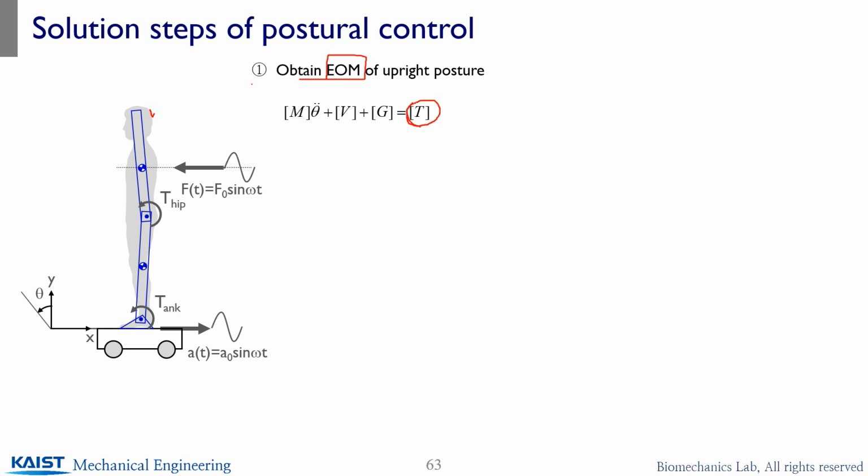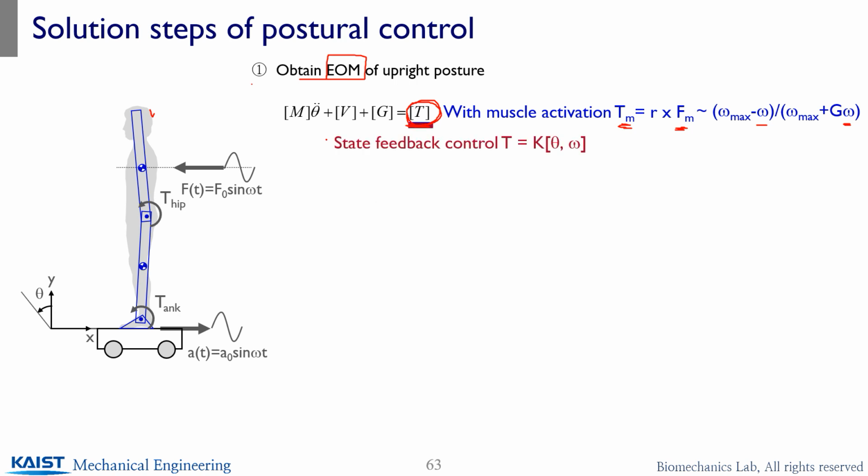Since we are examining the controlled behavior, you should specify the T, the joint torque actuation. Remember that in the previous chapter, we assumed this is muscle activated control. The joint torque is a function of muscle force. So using the Hill model, it was a function of joint angular velocity in a reciprocal manner. In this chapter, instead of using the Hill model, I'm going to use the state feedback model. So joint torque will be proportional to joint kinematics, okay?